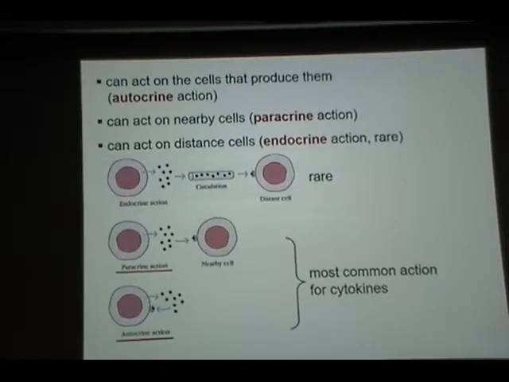So this cartoon clearly lists all the types of interaction of certain cytokines with cells. So you really need to know this, it is important, because in immune modulation you will see this kind of thing all the time. But we have to know endocrine action is really, really rare. However, those two, paracrine action and also autocrine action, are the most common actions for cytokines.